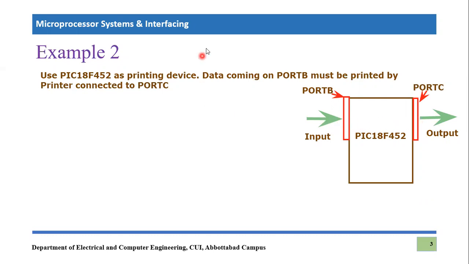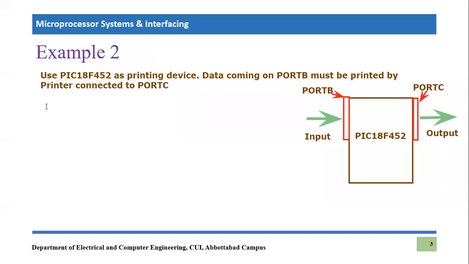So we need to know that there is some input involved and some output involved, so we need two different ports. One is port B, which will be used as the input port, and the other is port C, which will be used as the output port. So port B will be configured as input and port C will be configured as output. That is the first thing that we have to do in the code.